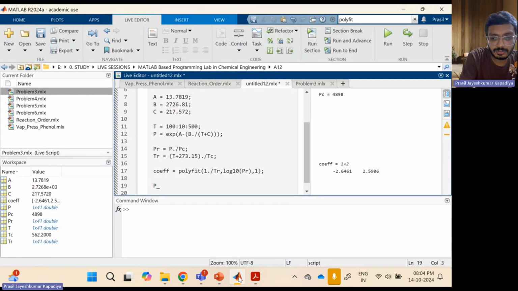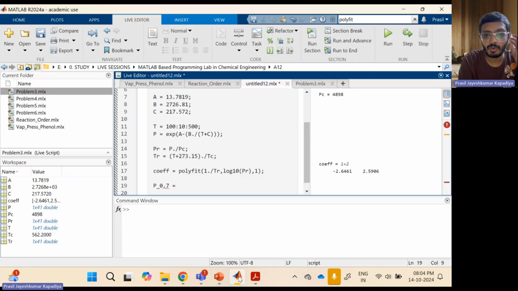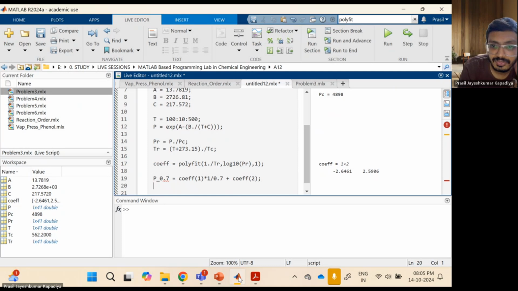T_0.7 is equal to M into X. So what is my slope? My first term is the slope, so coefficient of 1 into 1 divided by 0.7 plus coefficient of 2. So this will give me the value of this. And what is my eccentric factor?